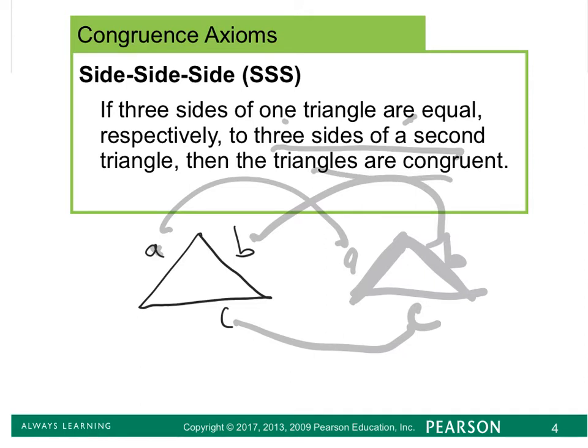If you have the same three sides, you can only make one triangle with it. Those three sides have to meet. So you can only make one triangle, so therefore the other triangle would also be congruent. And we call that side, side, side. We love side, side, side. It always proves congruence.